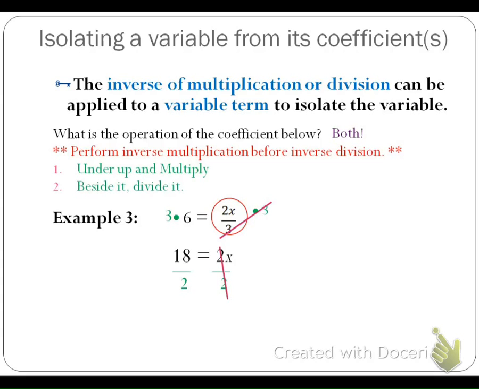The 2's then cancel out because we have one that's above a fraction bar and one that's below. 18 divided by 2 is 9, on the left, and then our x just comes down on the right. So we have 9 is equal to x. Or you can rewrite it in standard form as x is equal to 9.